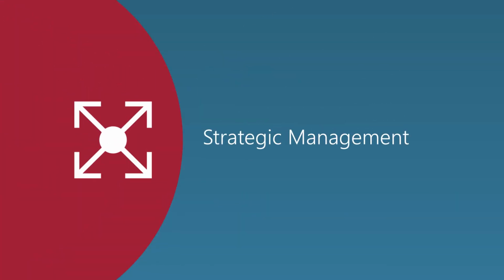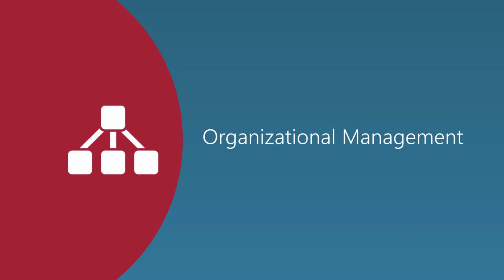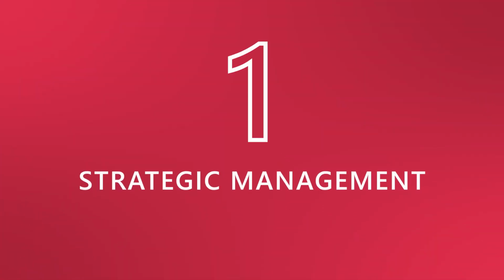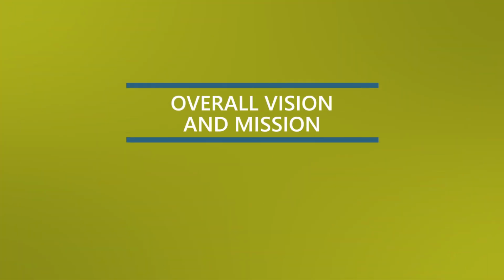There are 4 key elements that describe the basic responsibilities of the governing body: strategic management, human resource management, financial management, and organizational management. Let's discuss each of these broad responsibilities. Strategic management is the most important part of our job as a governing body. You're responsible for helping craft the overall vision and mission of the community.